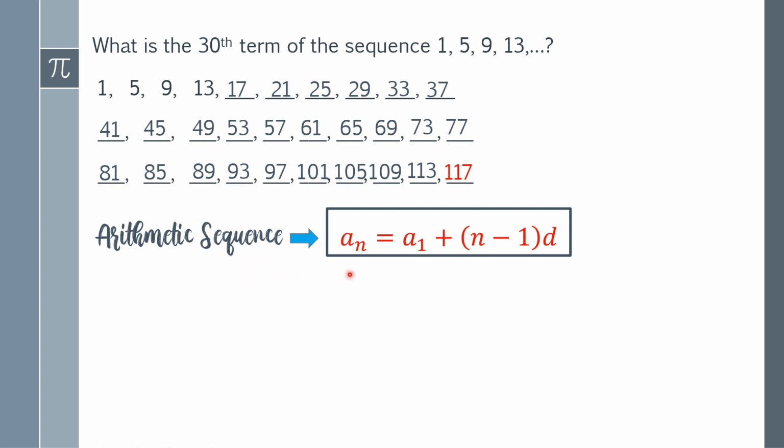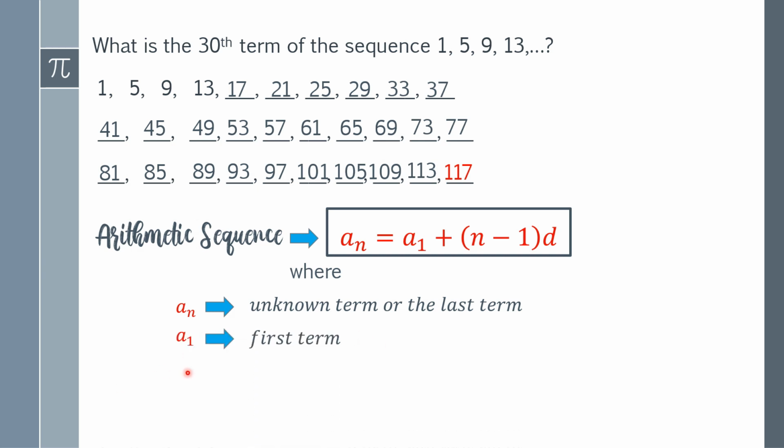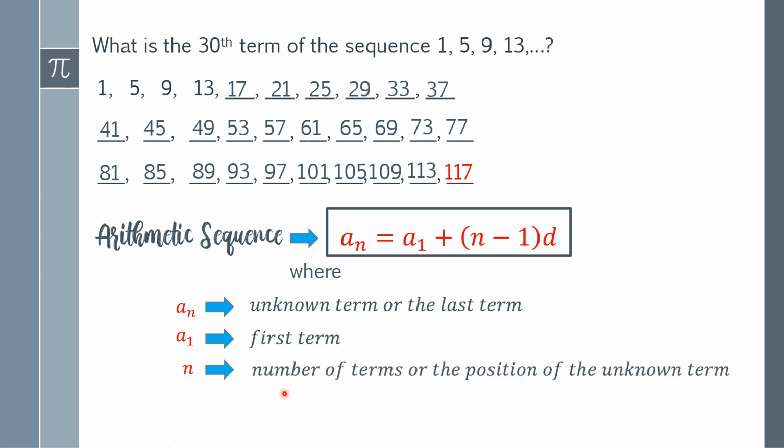And this is a sub n equals a sub 1 plus the quantity n minus 1 times d, where a sub n is the unknown term or the last term, a sub 1 is the first term, n is the number of terms or the position of the unknown term, and d is the common difference. So if we are going to solve this using the formula, we will have this.